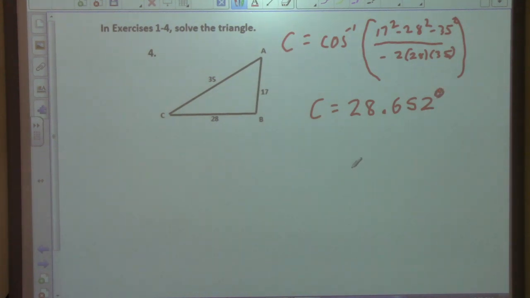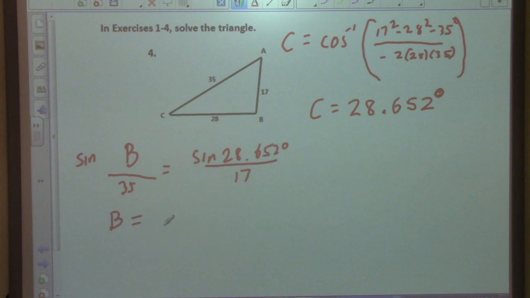And then I did sin B, big B, over 35. Sine B over 35 equals sin 28.652 over 17. And then that equals 80.8162.